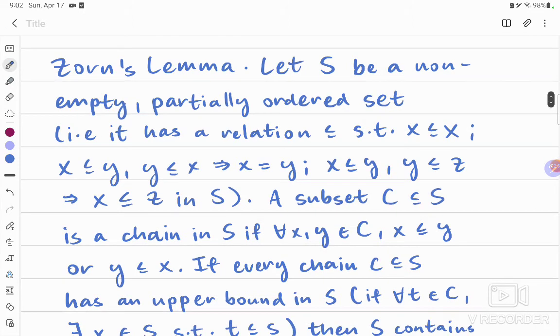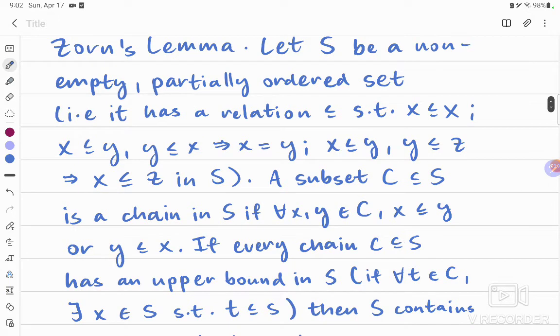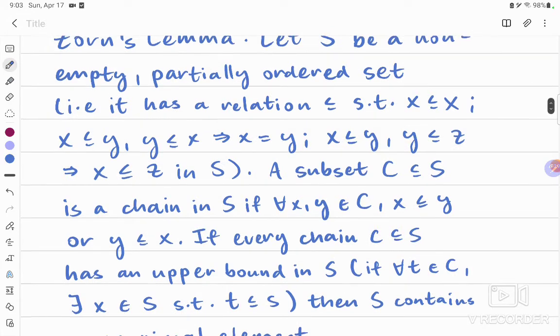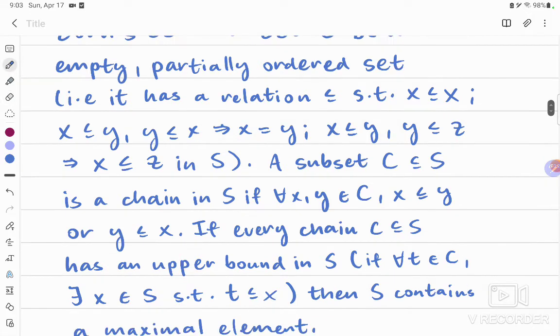So this is the statement of Zorn's lemma itself: if every chain in our partially ordered set has an upper bound in the set, that is, for every chain C and every element t in C, you can find some x in S, some element in our set, that bounds it above, so for every t, t is less than or equal to x. That is the idea of bounding above. And if every chain has an upper bound, then we say that S contains a maximal element.